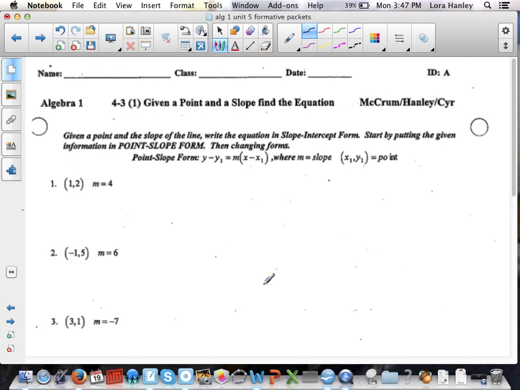Let's do one example together, and I'll show you how simple it can really be. Here I'm given in number 1 a point and a slope. So our first step is to fill in point slope form, which is y minus, and you label your x1 and your y1. Our y1 is a 2. Our slope is 4, and then we have x minus 1.